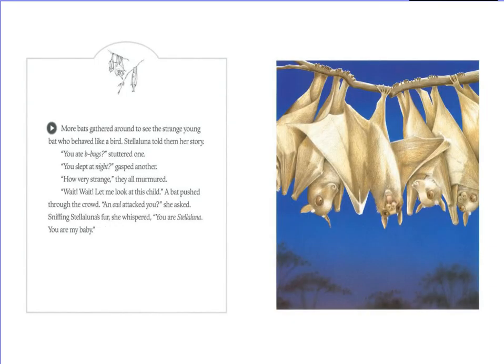More bats gathered around to see the strange young bat who behaved like a bird. Stellaluna told them her story. "You ate bugs?" stuttered one. "You slept at night?" gasped another. "How very strange," they all murmured. "Wait, let me look at this child." A bat pushed through the crowd. "An owl attacked you?" she asked. Sniffing Stellaluna's fur, she whispered, "You are Stellaluna. You are my baby."